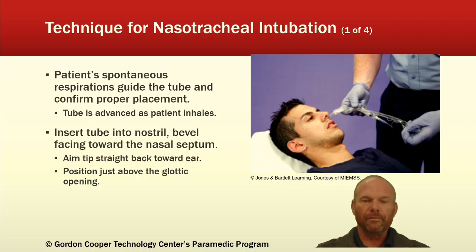So after preparing your equipment, pre-oxygenate your patient, and insert the tube into their nostril. Use the right nostril by default. If it's blocked, then you can use the left. Rotate the tube 180 degrees as the tip enters the nasopharynx to align it properly, and then aim the tip of the tube straight back toward the ear, not upward toward the eye. That prevents trauma and guides the tube into the correct pathway. So you want positioning above the glottic opening. Place the tube just above the glottic opening. Allow the patient to draw the tube into the trachea during a deep inhalation.